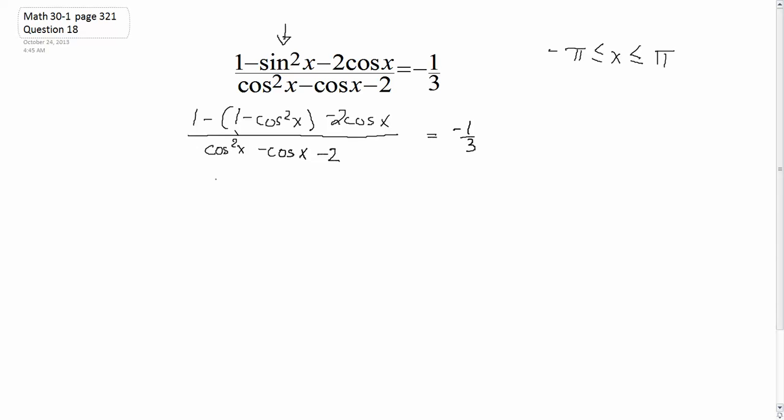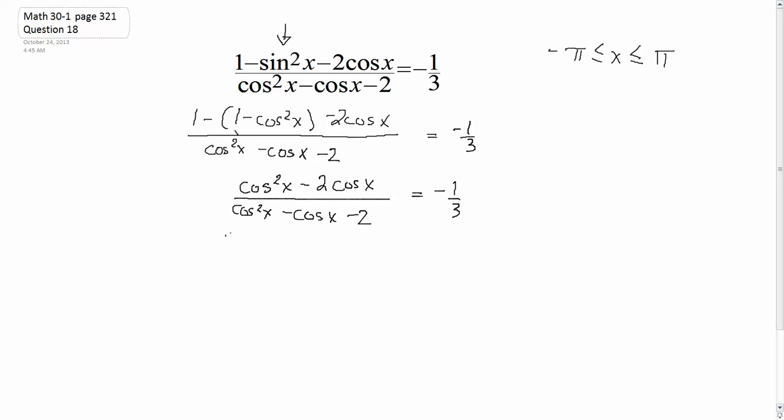So we'll simplify on top. 1 minus 1 is 0, and subtracting negative cos squared x gives us positive cos squared x minus 2 cos x. All of this is over cos squared x minus cos x minus 2, and again that's equal to negative 1/3. At this point, I'm going to cross multiply. What that does is it gets all of those trig ratios out of the denominator, and we should be able to simplify this down into a quadratic.